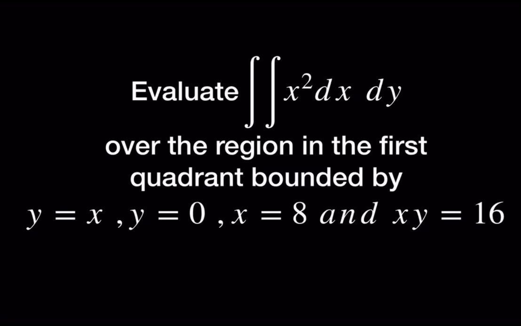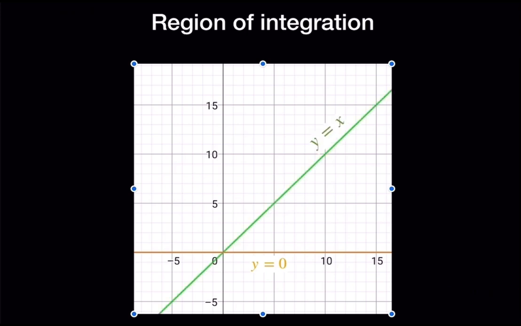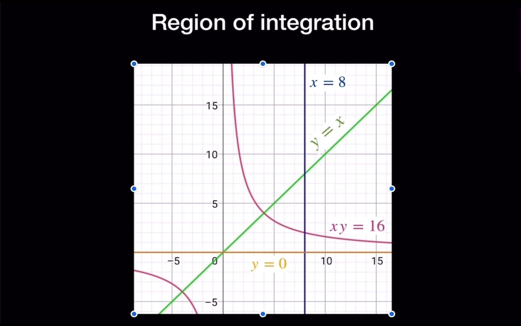Evaluate the given integral over the region in the first quadrant bounded by the lines y equals x, y equals 0, x equals 8, and xy equals 16. Let's find the region of integration first. Y equal to 0 line, y equal to x line, x equal to 8 line, xy equal to 16 curve. Show points of intersection.